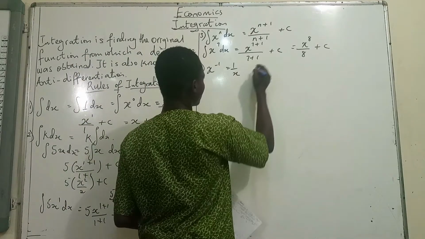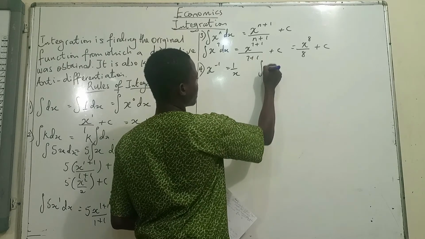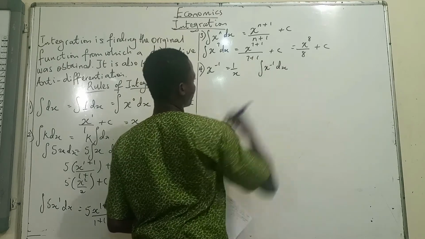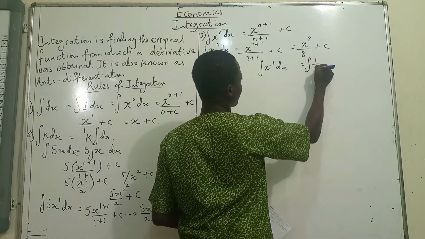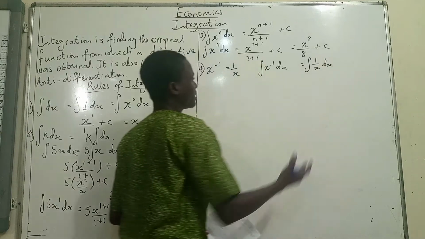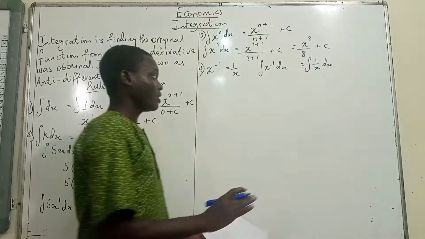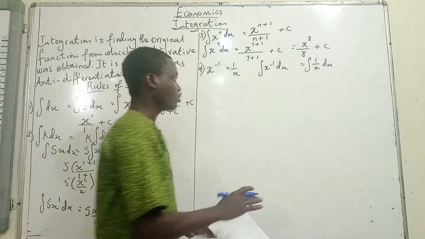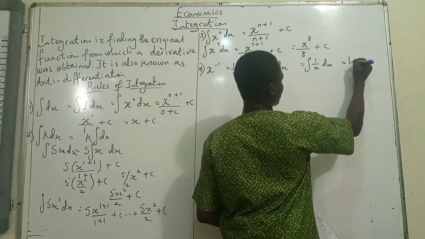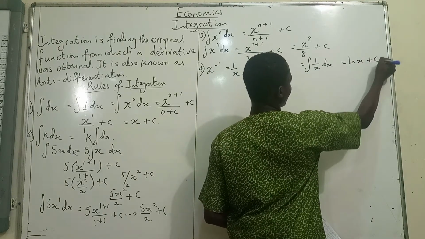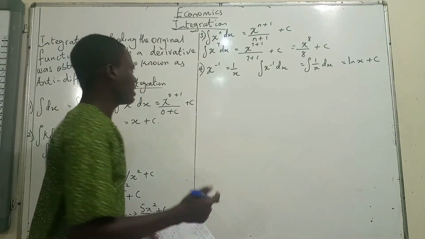Now let's say we have the integral of x to the power minus 1 dx, which is question 4. Which is the same thing as saying we have the integral of 1 over x dx. So whenever you have something like this, 1 over x or x to the power minus 1 becomes ln x. That is the rule. I didn't make the rules. So the integration of 1 over x will give us ln x, then plus the constant term. So that's it.